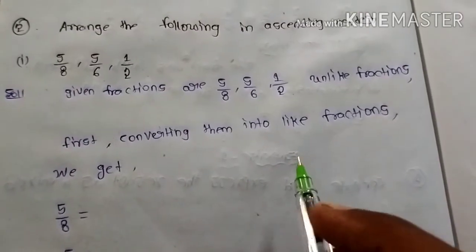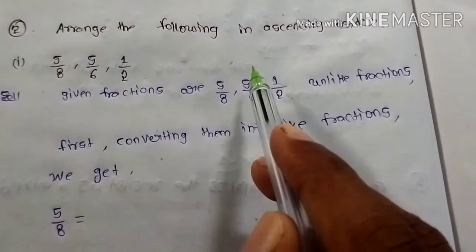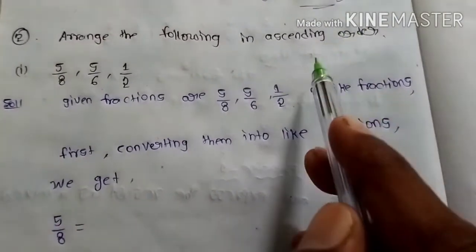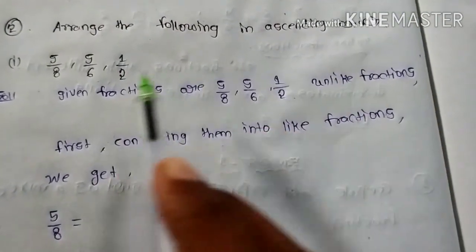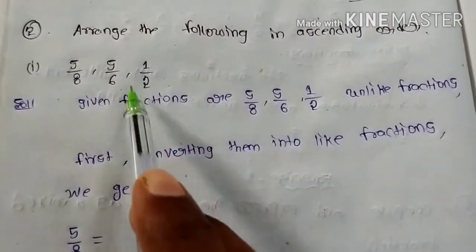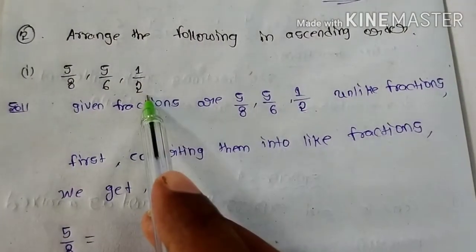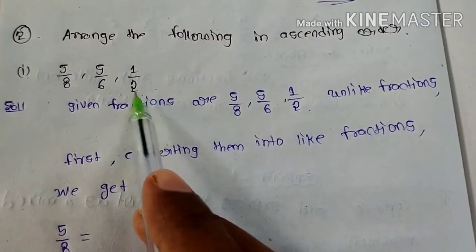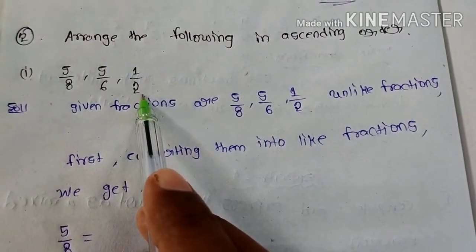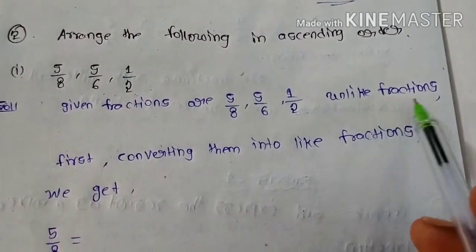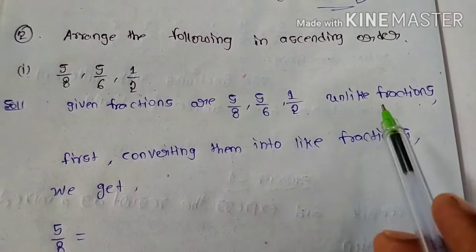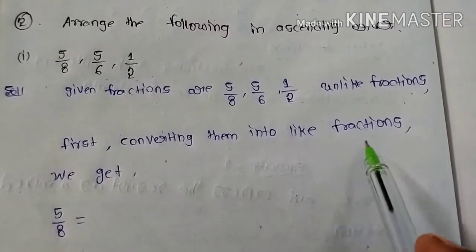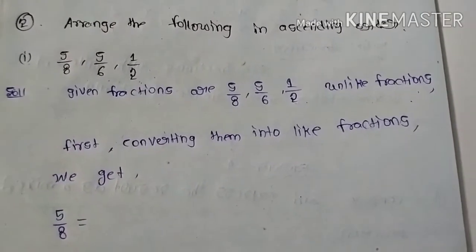Now you can see here one more question, the second one. Arrange the following in ascending order. First of all, do you know ascending order? Yes, from smallest to biggest numbers. See here, they have given 5 by 8, 5 by 6, 1 by 2. First, you check whether the given fractions are like fractions or unlike fractions. How can you identify? Are all the denominators the same? Not the same. So these are all unlike fractions. You can write here, given fractions are unlike fractions. So first of all you need to convert them into like fractions. How can you convert them into like fractions?